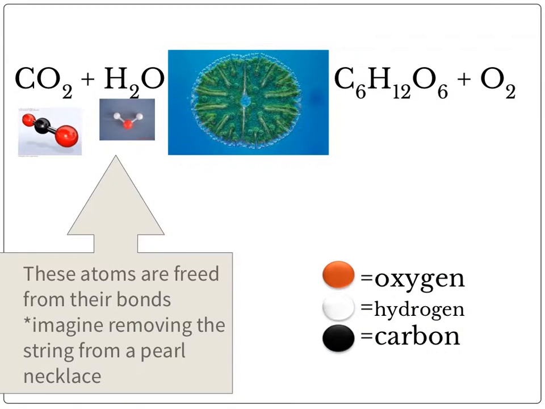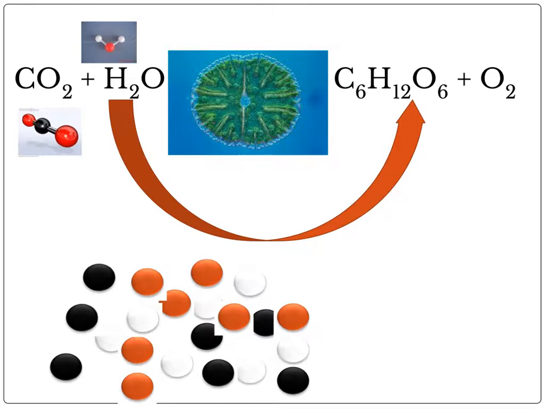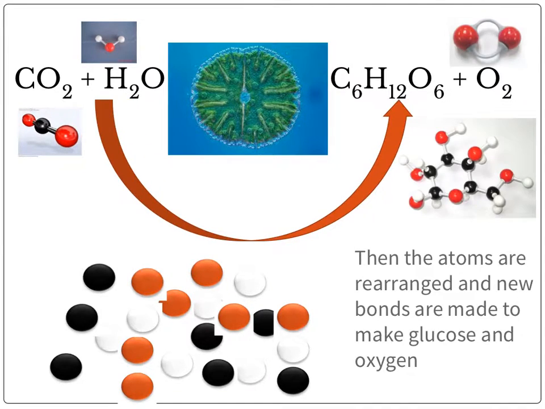How the reactants become products is actually not that complex. Imagine all the atoms being freed from their bonds like pearls from a broken pearl necklace. The atoms are totally separate for a quick moment, and then the free atoms are built into the new molecules, the products.